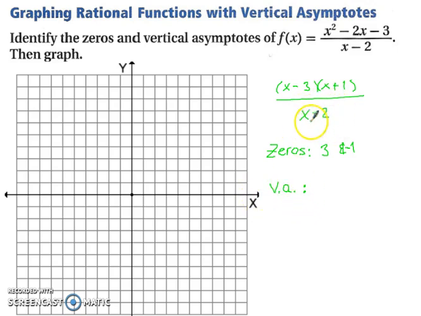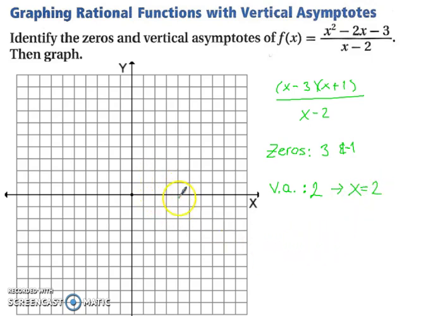And now we have our vertical asymptote. So our vertical asymptote, we have x minus 2 here. So that's when our denominator is 0. So that would be 2. Or you can state it so that way it's actually a line, or an equation for a line. So we have x equals 2.